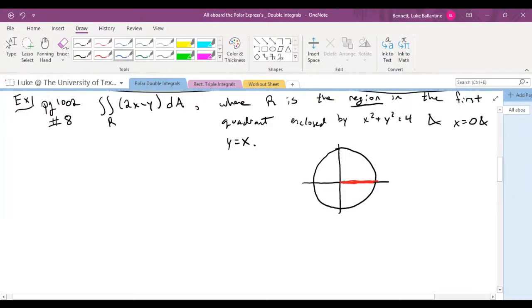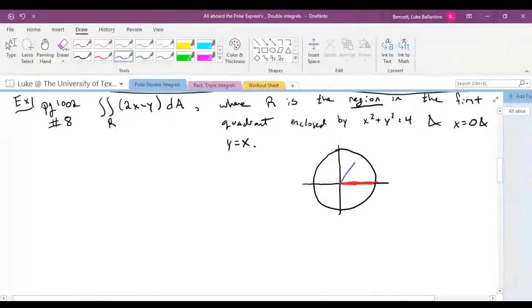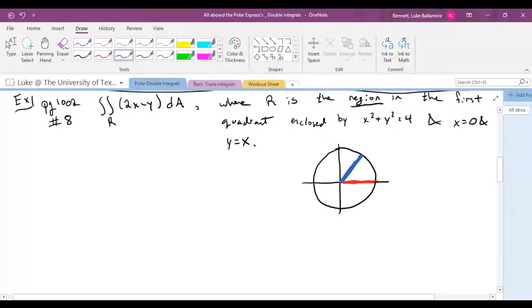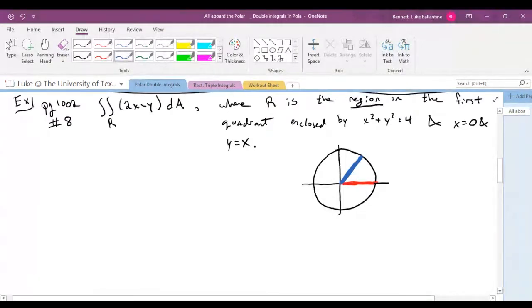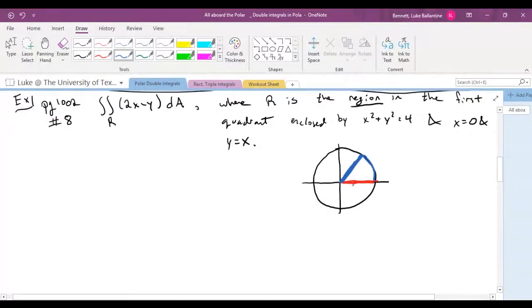So let's do this in blue. Y equals x. Ooh, 45-degree angle, right? It bisects the first quadrant. So R is a region in the first quadrant enclosed by x squared plus y squared equals 4. Here, x equals 0. That's the wrong x equals 0.